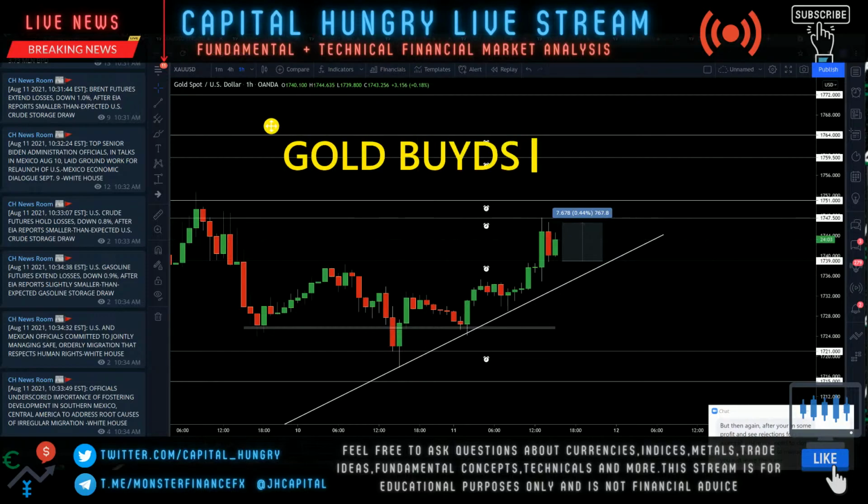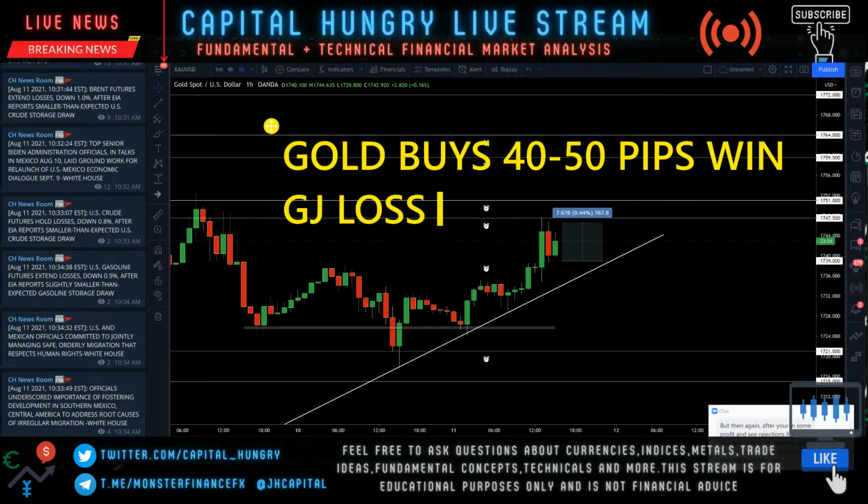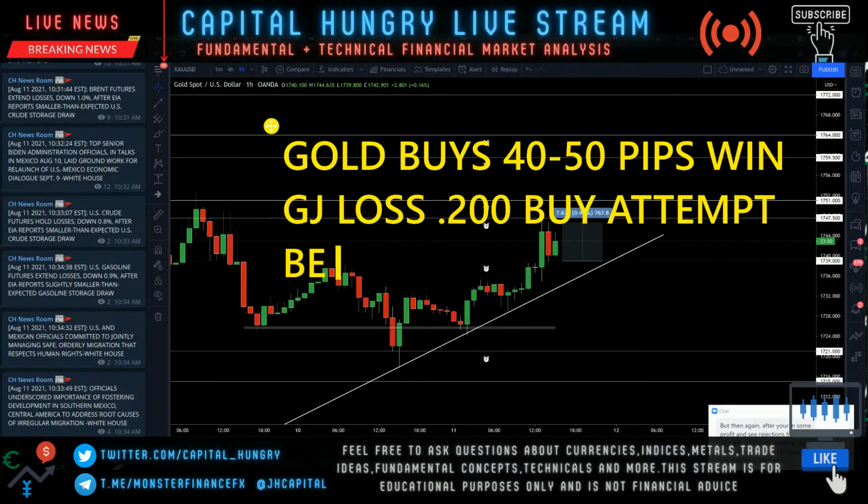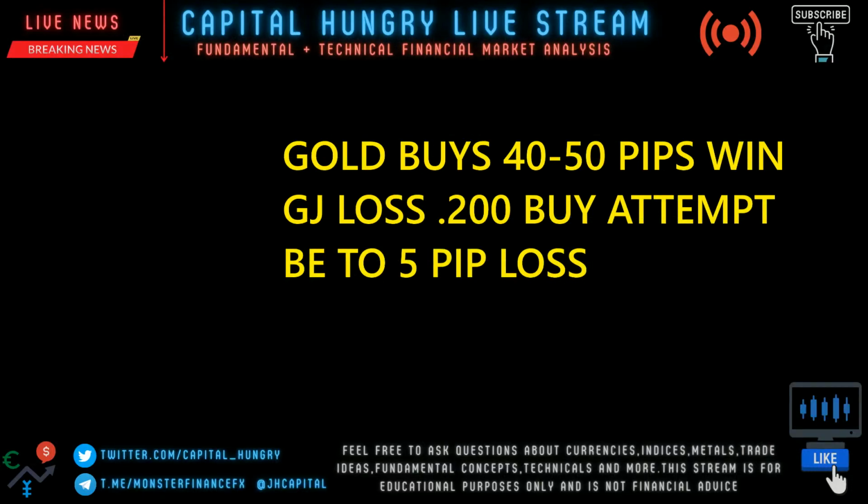Gold buys, 40 to 50 pips. Win. GJ loss, 0.200 buy attempt. Break even to 5 pip loss. These are the only trades we executed on.